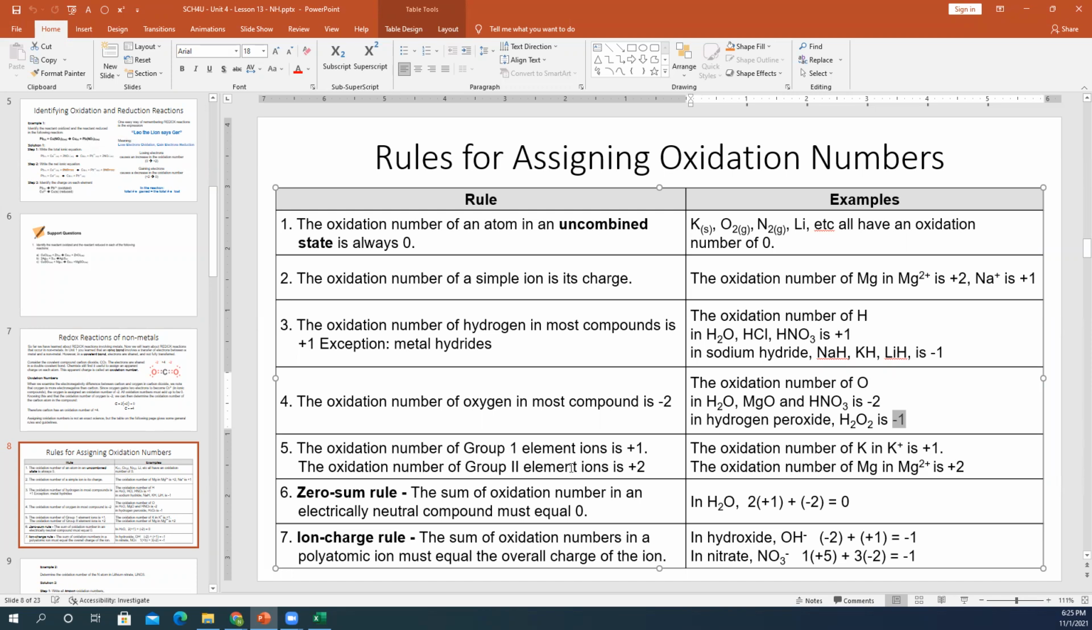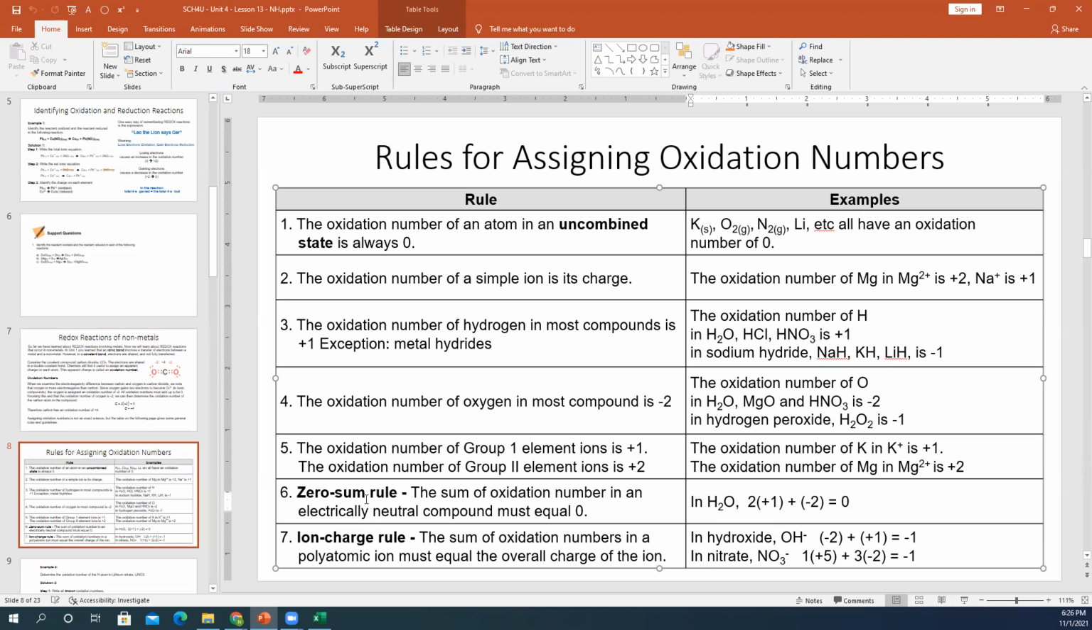And for group 2 elements, the ion's oxidation number is +2. For example, magnesium, which is a member of group 2 on the periodic table: the oxidation number for the magnesium ion is +2. For magnesium in its uncombined state, for the magnesium atom, it is of course 0. But in its ionic state, for group 1 elements the oxidation number is +1, and for group 2 elements it is +2.